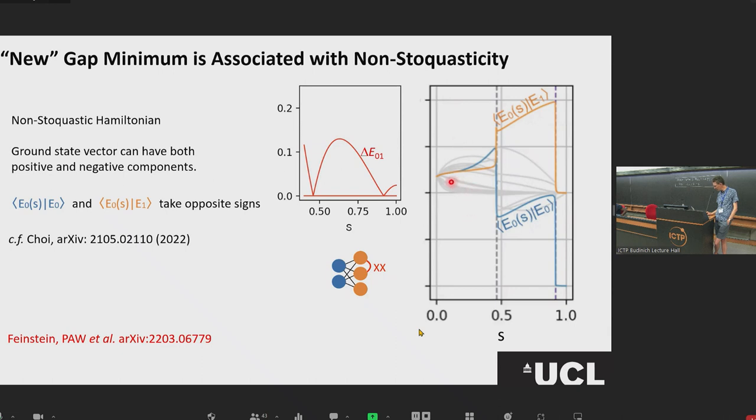And there is a sign transition. I've left off a crucial zero on the axis here, but this is the zero, and there is a sign transition in the weight on the ground state as you go through this first avoided level crossing. The negativity of this weight, which is only open to you in non-stochastic Hamiltonians, seems to be playing a key role in giving us this second avoided level crossing.